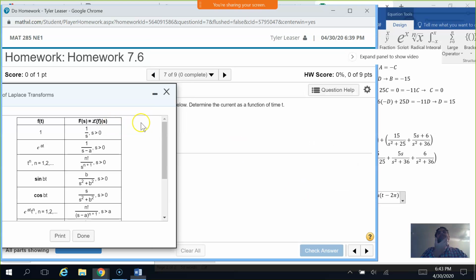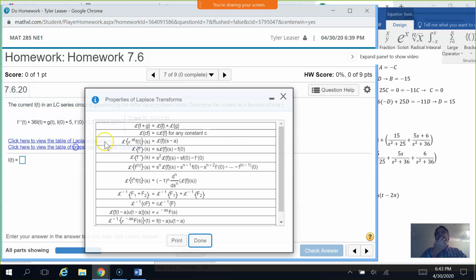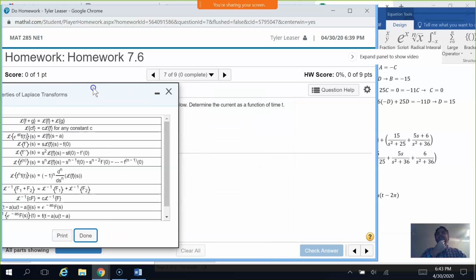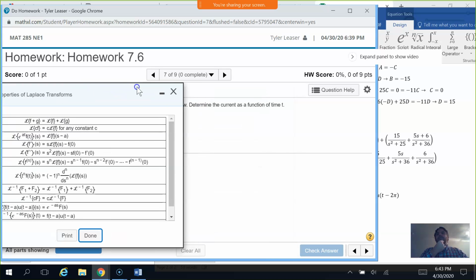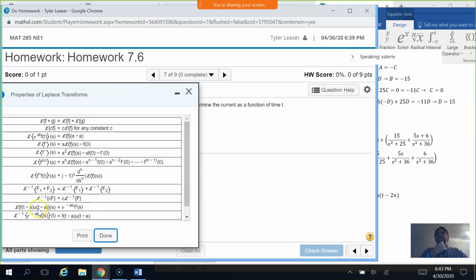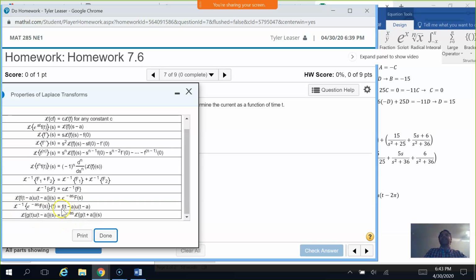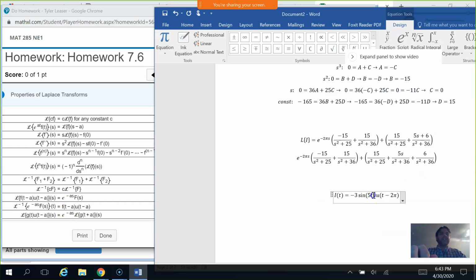The reason I need to be a little bit careful is going back to this table of properties over here. When you do the inverse Laplace of a function that's in this form, the e to the negative as times F of s, really it's going to be the inverse Laplace, but plugging in t minus a. So it looks like instead of just a 5t for the sine, it's really going to be 5t minus 2 pi.